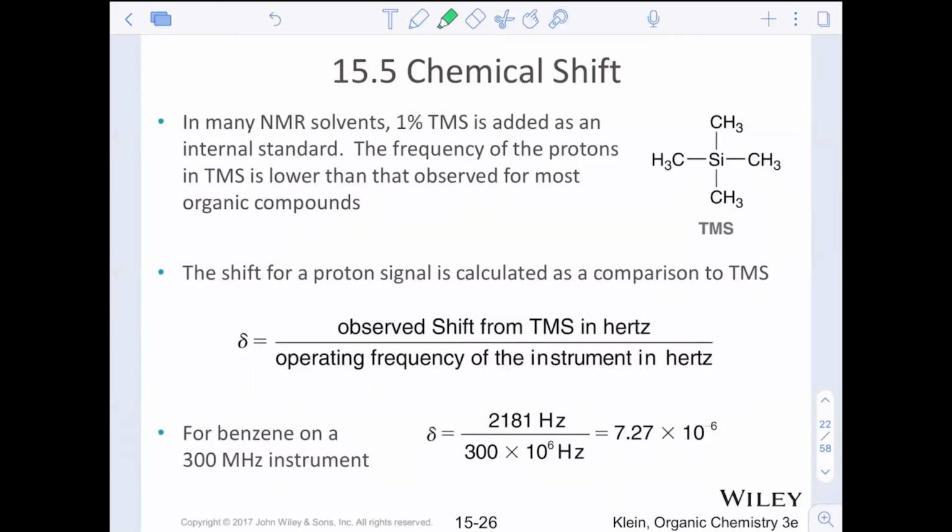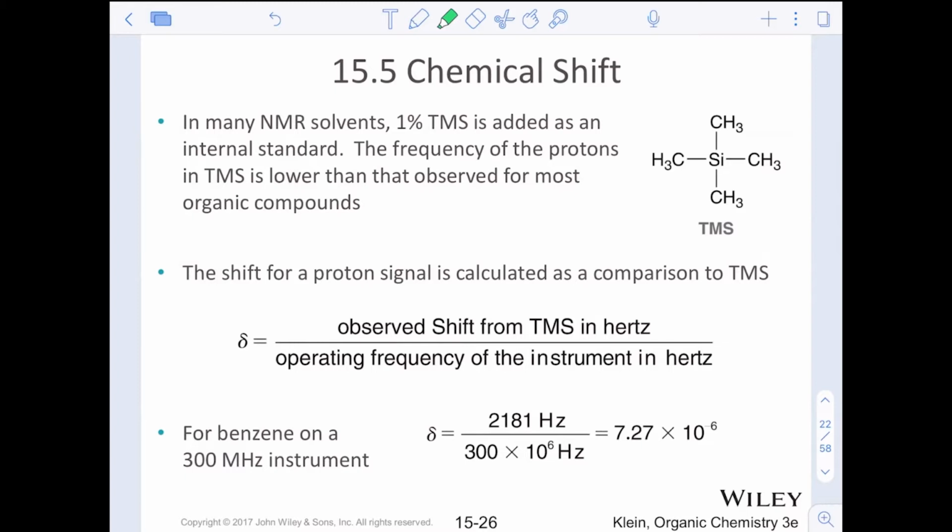Okay, let's continue on with our chemical shifts. Now we saw the first characteristic was the number of protons, the number of signals in an NMR spectra. The next characteristic we're going to talk about is chemical shift. In many NMR solvents, 1% of TMS, tetramethylsilane, is added as an internal standard.